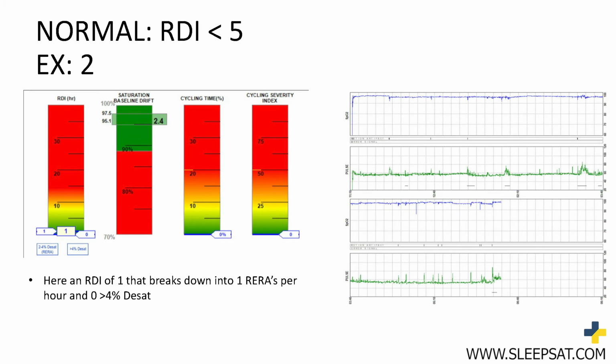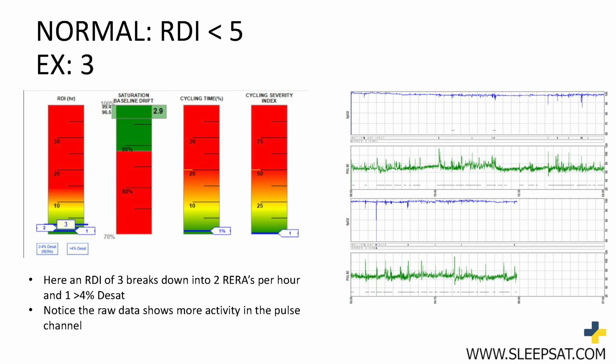Our second normal example has an RDI of 1 that breaks down into 1 RERA per hour and 0 greater than 4% desaturations. Our third example has an RDI of 3 that breaks down to 2 RERA per hour and 1 greater than 4% desaturation. Notice the raw data shows more activity in the pulse channel. So while the RDI is low, again this means OSA is unlikely, but it does not rule out upper airway resistance syndrome, primary snoring, or other types of sleep disorders.